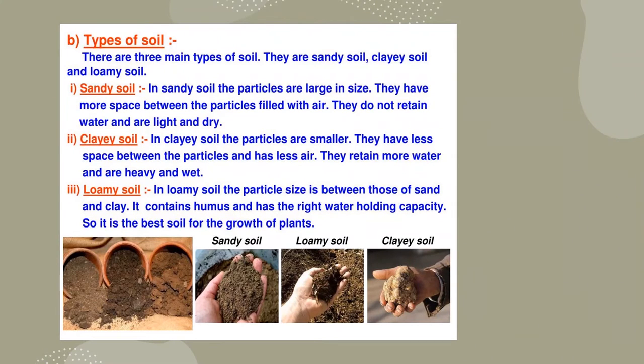But in loamy soil, the particle size is between those of sand and clay, and it contains humus and has the right water holding capacity. Are you clear? So there are three types of soil: sandy soil, clayey soil, and loamy soil. I hope you understand. So in sandy soil, the soil particles are larger in size. They have more space between particles filled with air. They do not retain water and are light and dry. Beach sand. Clayey soil normally retains more water.